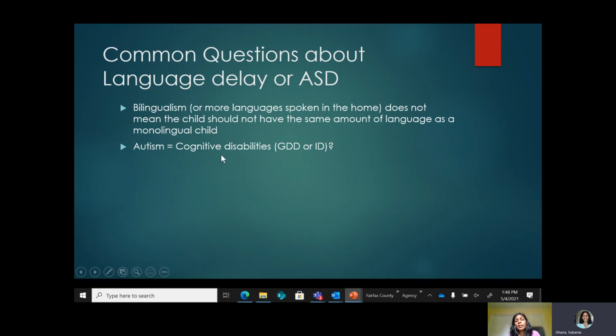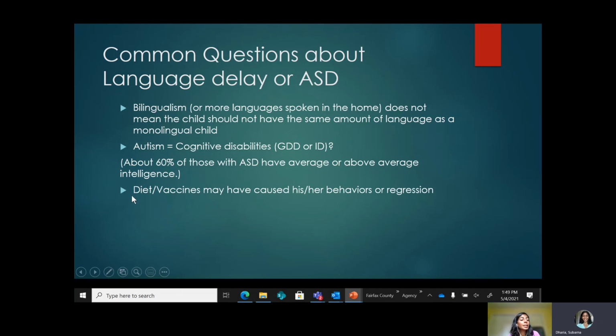I think this is a common misconception that many people in the community have, that when someone's diagnosed with autism, that automatically means that they are intellectually disabled or have cognitive disabilities. And in fact, about 60% of those with autism have average or above average intelligence. And as we talked about earlier, when somebody doesn't have those skills yet, it does not mean that they can't learn those skills over time.